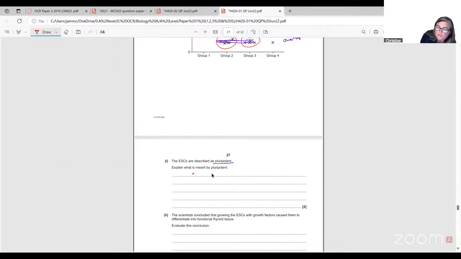So that's what they're looking for, that they can divide and differentiate. And it's important that what we're saying is they differentiate into any cell type. The other thing to note, they're pluripotent, not totipotent, because totipotent cells are able to make a whole organism. So not whole organism.